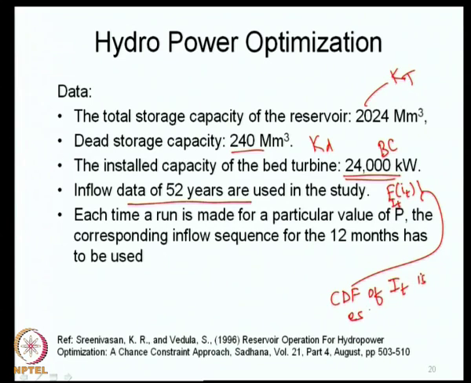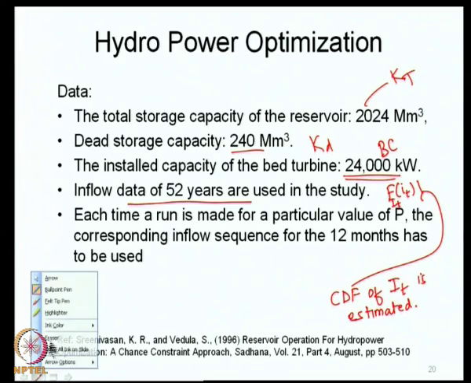Is estimated from the historical data of 52 years. Now, each time a run is made for a particular value of P, the corresponding inflow sequence for the 12 months will be used.